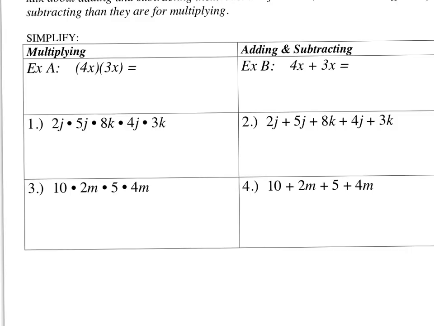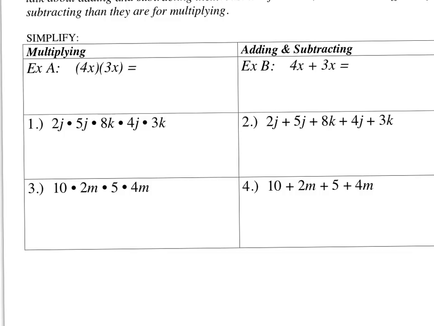Okay, now we're actually going to do some problems. Notice what we have here. On the left side of this table, all the problems are being multiplied. That's stuff that you learned back in concept 10. On the right side, we're adding and subtracting, which is really just combining like terms. They're the exact same problems, the same numbers and the same variables, just different operations. Let's start on the left.